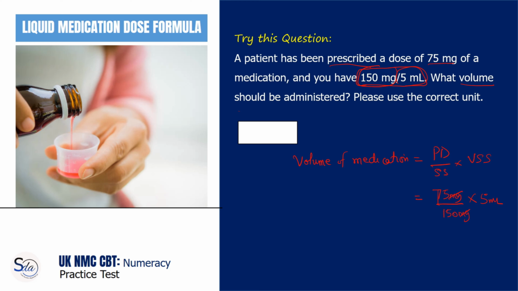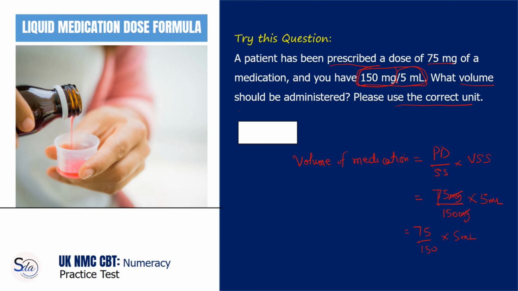Milligram cancels milligram. We have 75 all divided by 150 times 5 ml. Now you go to your calculator and punch that in. It's as simple as that. One thing I want to advise is that you always make sure you add the units as you do your working out, so that you know which one cancels which one, and the remaining one becomes the actual unit you are supposed to use. Because the question will always say, please use the correct units, as you can see here.